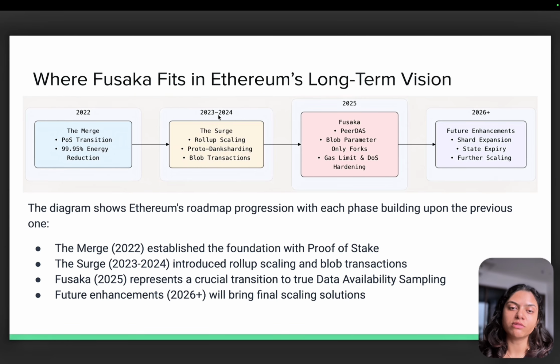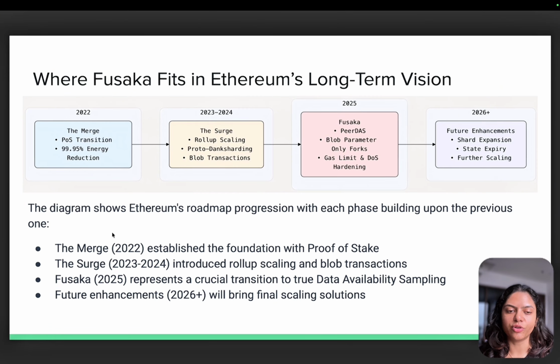Then after 2023 and 2024, the Surge came, where rollup scaling, proto-danksharding, and blob transactions were the most important priority. And this year we are introduced to Fusaka, with PeerDAS, blob parameter-only forks, gas limit, and DoS hardening. And after that, the future roadmap of enhancements is sharding expansion, state expiry, and further scaling, which is the next part of the Ethereum roadmap.